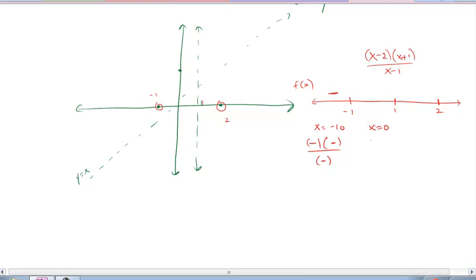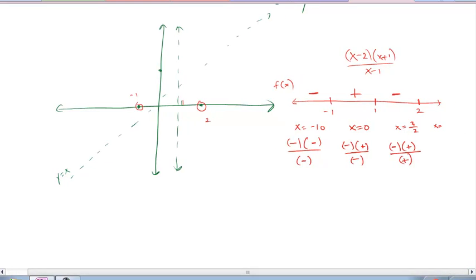And negative times negative over negative is going to result in a negative region. Alright, we'll pick 0 in between. And when I pick 0 in between, I get negative times positive all over negative. Multiply that all out, I get a positive region. Lastly, between 1 and 2, I guess I got to pick 3 halves. 3 halves gives me negative, and then positive, and all of that is over positive. So this overall region is negative. And finally, I'll pick x equals 1,000, and I get positive, and positive, and positive.